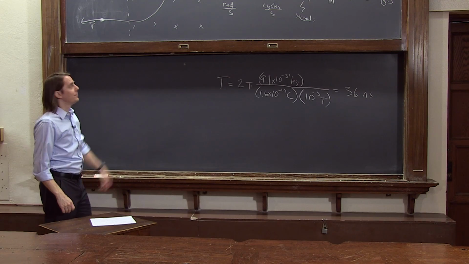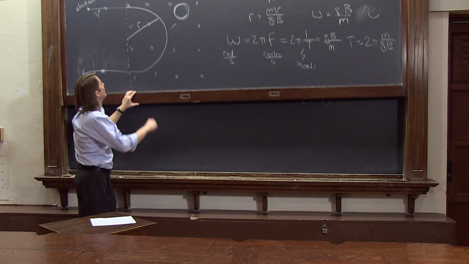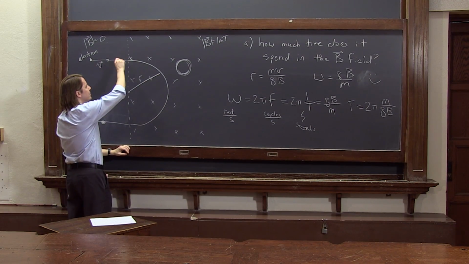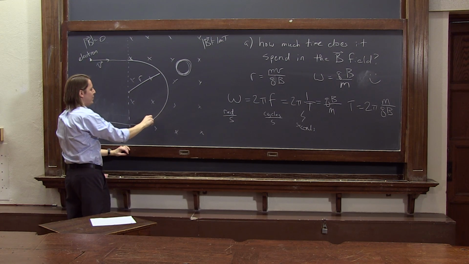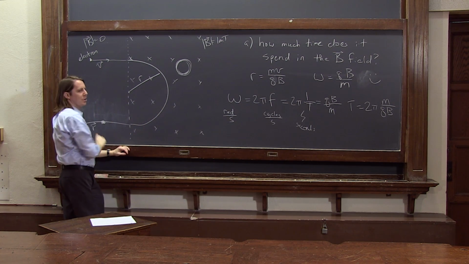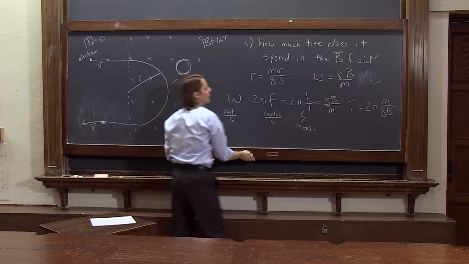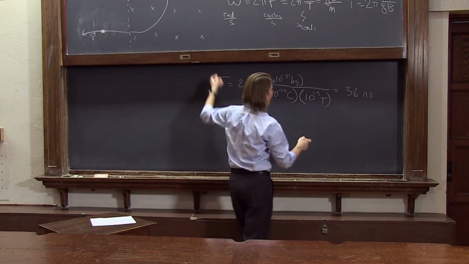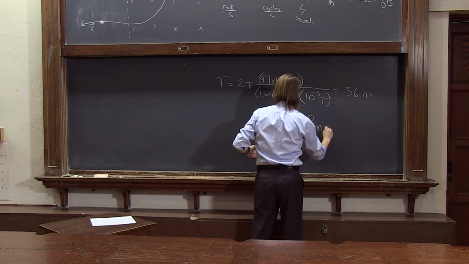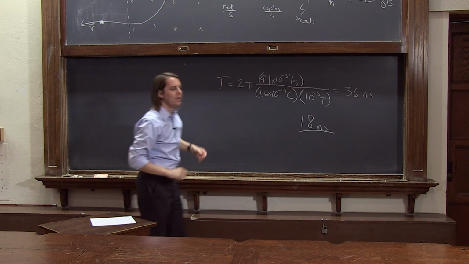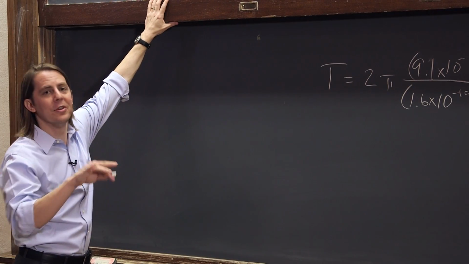That's not the answer. Right? That's the time it takes to go all the way around the circle. But our path is only halfway around the circle, because once we go halfway around, we come out of the field. Okay? So the real answer then that we want is simply half of that, 18 nanoseconds. So the electron flies in, doesn't matter what its initial velocity is.